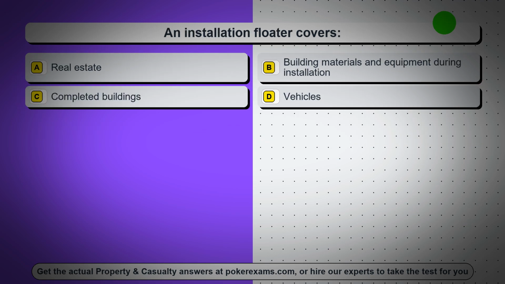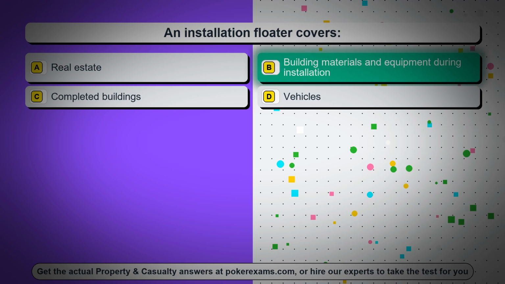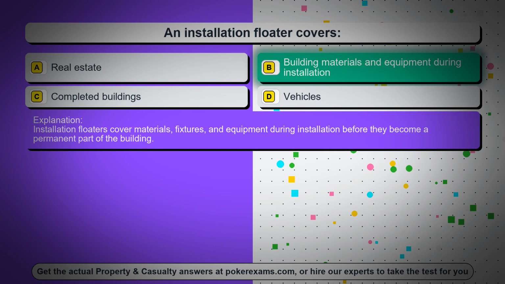Question 82. An installation floater covers: option A, real estate; option B, building materials and equipment during installation; option C, completed buildings; option D, vehicles. The correct answer is option B, building materials and equipment during installation. Installation floaters cover materials, fixtures, and equipment during installation before they become a permanent part of the building.